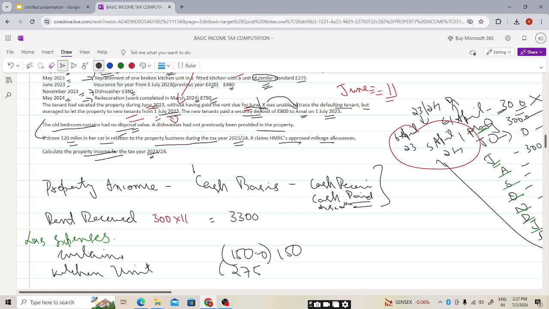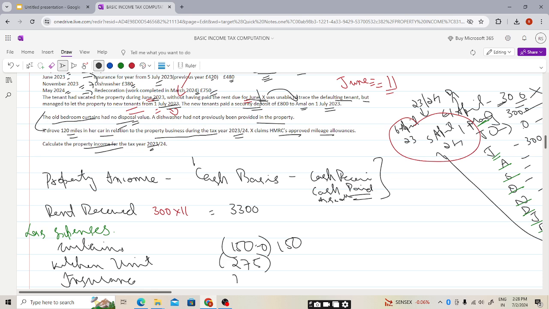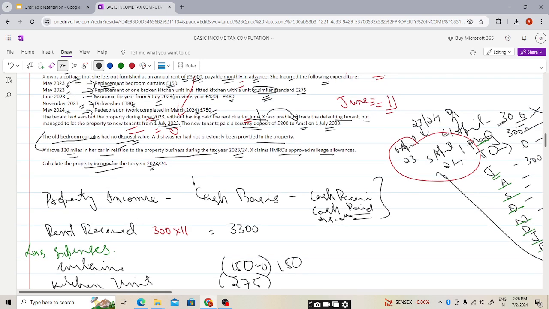What does replacement domestic relief say? It says that the item which you are purchasing new must be of similar standard. Similar standard means no improvement, but a modern equivalent can be there. So 275 will also be allowed. Now the insurance, a year from 5th July. As it is paid on 5th July under the cash basis, it is paid means it will be reduced. Insurance of 750 will be reduced. As it is cash basis and it is paid, students, it will be reduced.